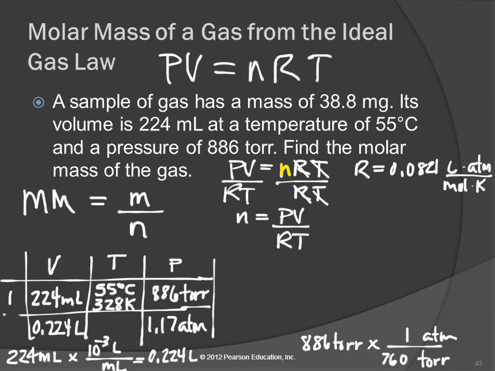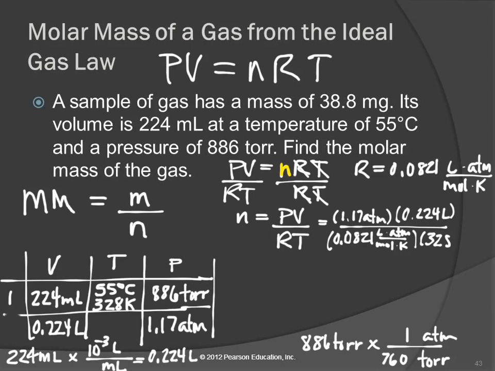Now we fixed the units, so we can just plug those into the equation and everything will be hunky-dory. Pressure, 1.17 atmospheres. Volume, 0.224 liters. R, 0.0821 liter atmospheres per mole Kelvin. Temperature, 328 Kelvin.